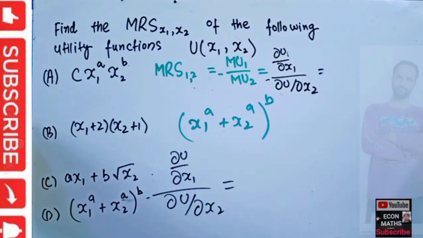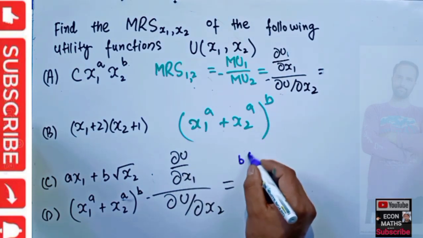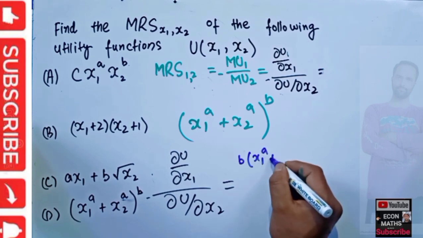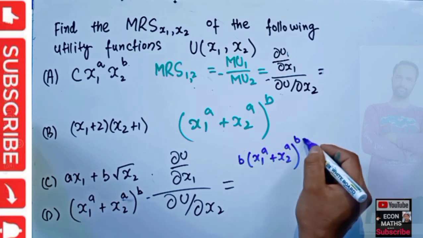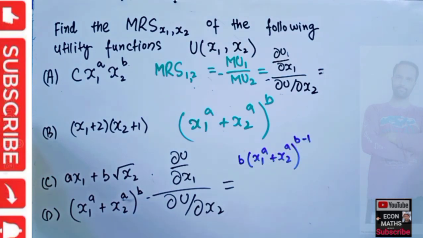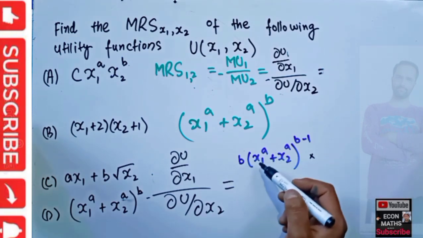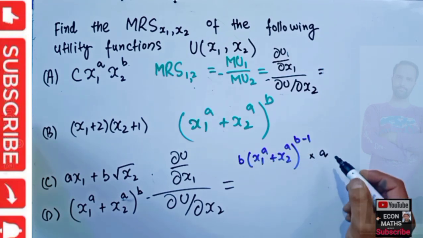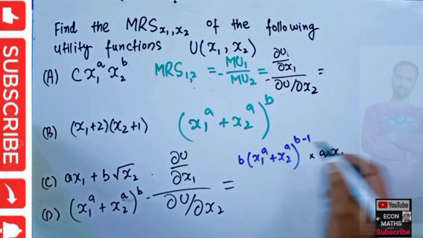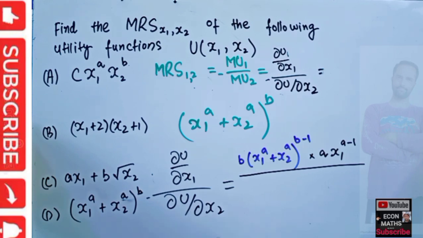Okay, here we apply first the power function rule, so this b becomes coefficient, so we have b times x1 raised power a plus x2 raised power a, and exponent is subtracted by 1, that means b minus 1. Then we apply chain rule and internally differentiate it with respect to x1. Derivative of x1 raised a: a again will become coefficient, so we have a x1 and exponent will be subtracted by 1, we have a minus 1. Divided by, now du upon dx2 means differentiating again this with respect to x2.